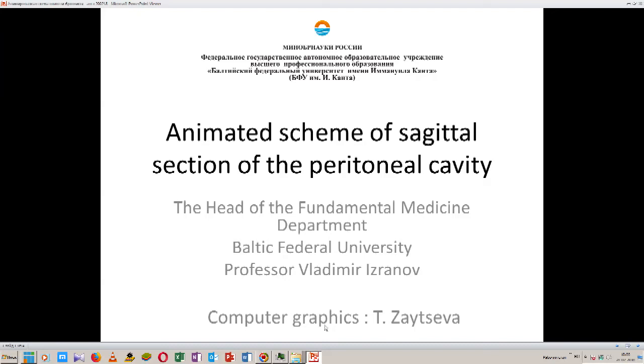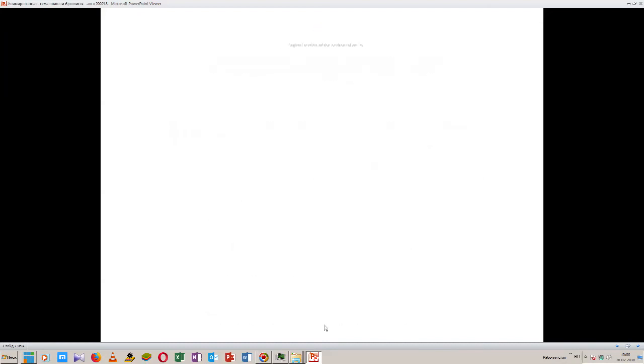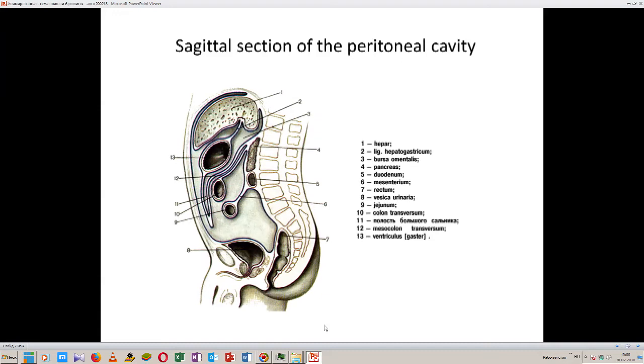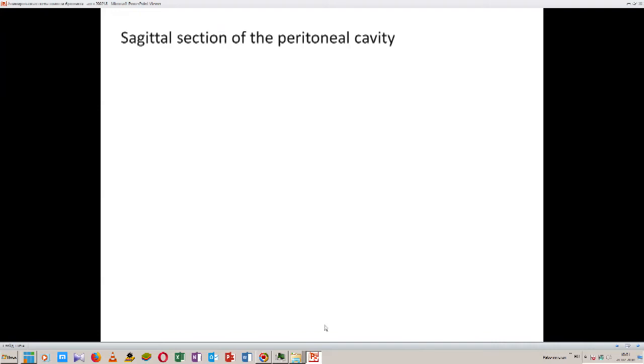Animated scheme of sagittal section of the peritoneal cavity. First of all, the picture from the textbook of Sapin concerning the sagittal section of the peritoneal cavity. Practically the same picture you can find in the textbook of previous. And now we shall try together to draw this picture step by step.